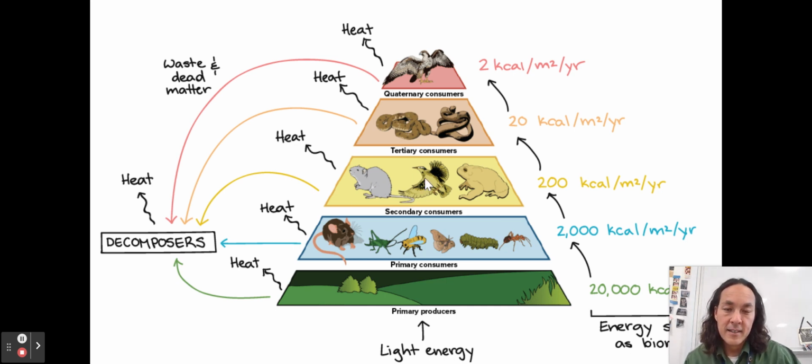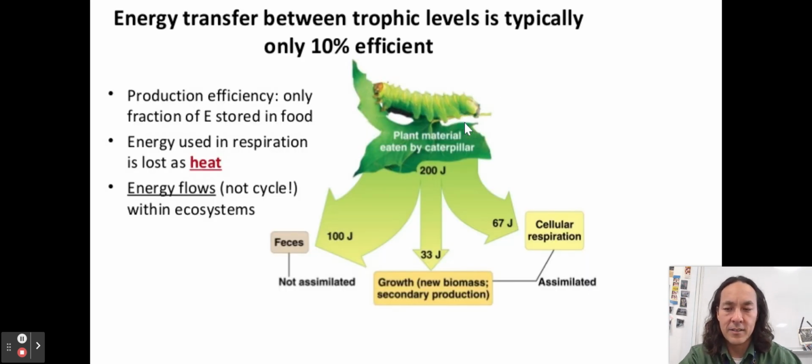Let's look at this, say this frog here, right? It's got to go do frog stuff. It's got to run around. It's got to hop around. It's got to send out its tongue. It's got to grow. It's got to find a mate. It's got to pass on its genes. So it's using energy up in its life, and then it passes on 10% to the next level. All right, and a lot of it's lost as heat to the system.